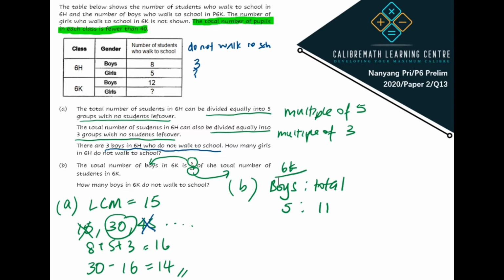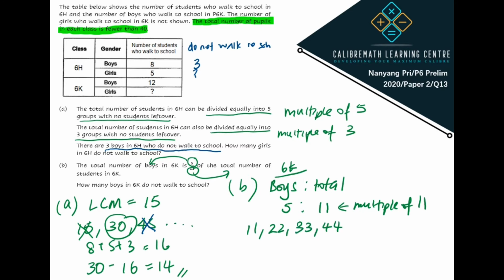Now, since we know that 11 units is the total number of students, this will mean that the total number of students in 6K is a multiple of 11. Now, once we know that the total number of students in 6K is a multiple of 11, we can list out the possible numbers, which are 11, 22, 33, 44, and so on.